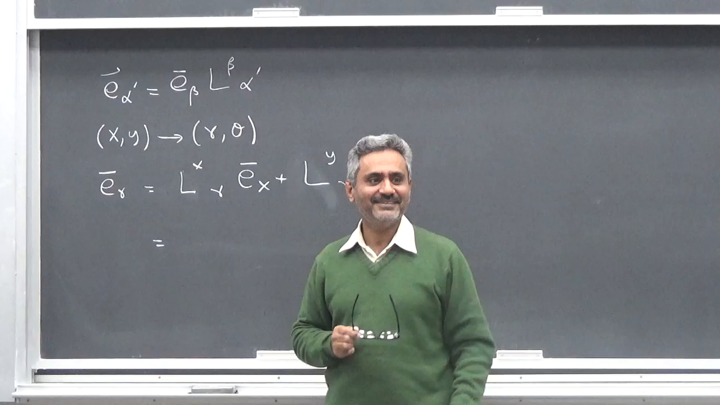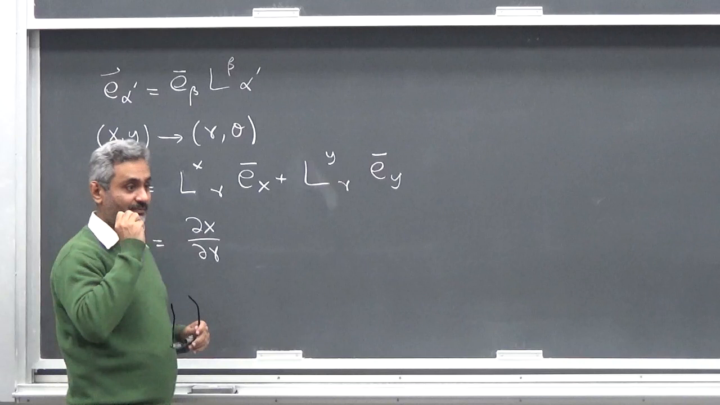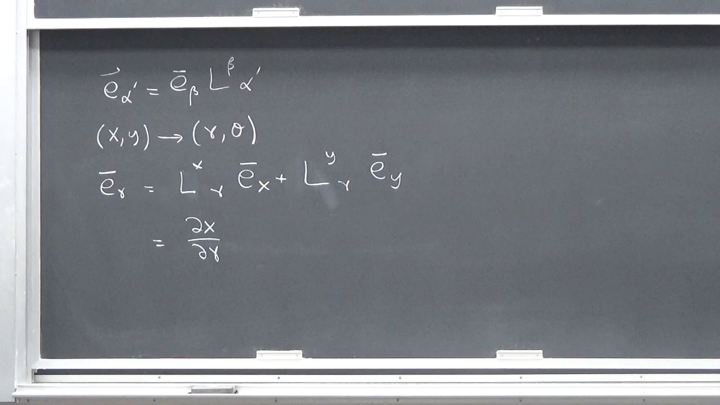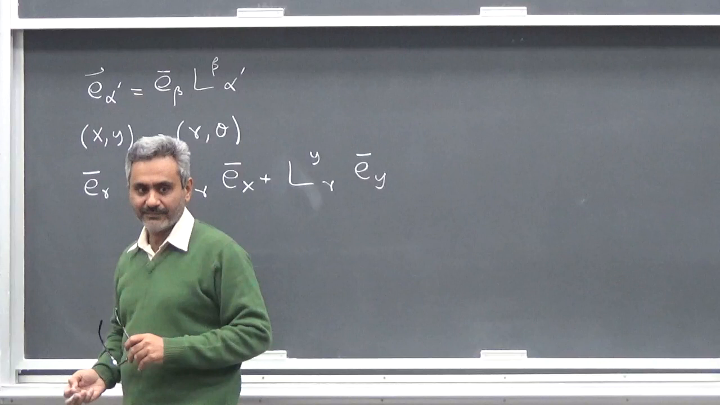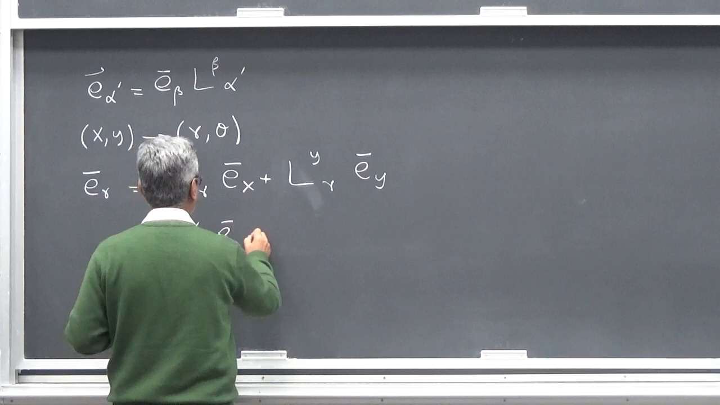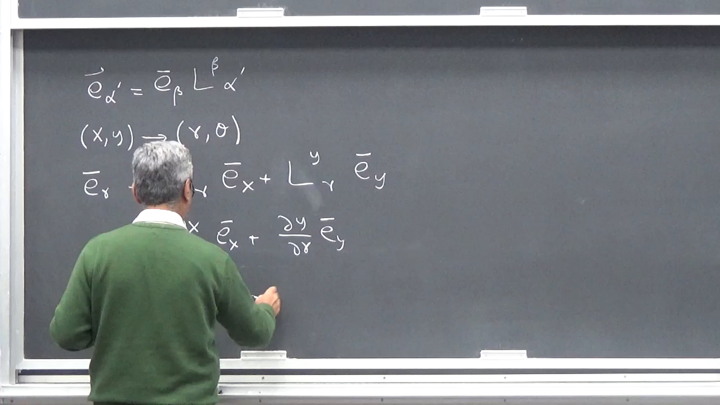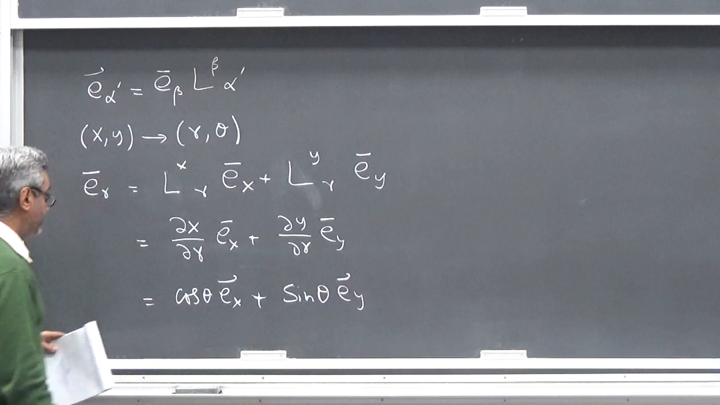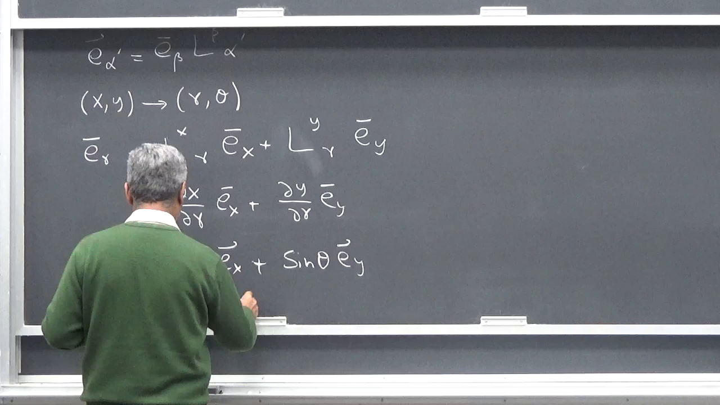Shafia. Partial x by partial r. Okay, so we're not talking about Lorentz transformations here. Right? It's not gamma. Yeah, this is just a transformation matrix in going from x, y to, just think about it, r and theta. So this thing, partial x over partial r dx plus partial y over partial r dy, okay. And so this thing is cosine theta dx plus sine theta dy. And similarly, we can write e theta, and so this is minus r sine theta dx plus r cosine theta dy.